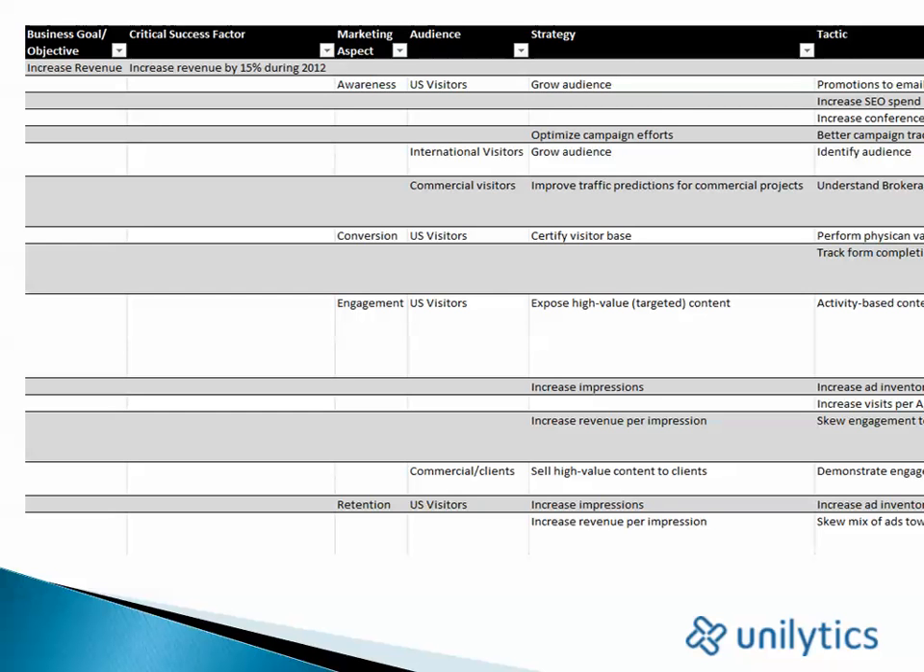And you'll notice, for example, they did have international visitors listed there. Then they have commercial clients down at the bottom. So they did have other audiences they'd identified. They have different strategies, certifying visitor base. So there's some information in there that is very helpful. So that all aligns kind of with what we've been showing earlier.